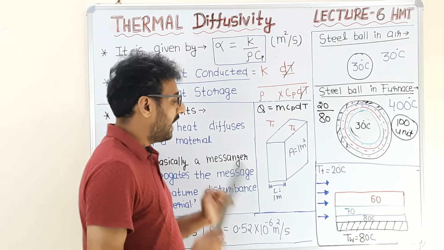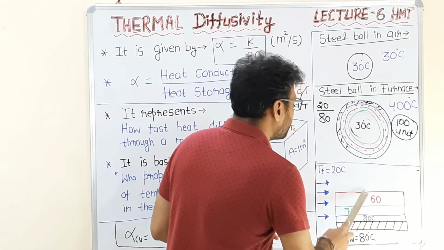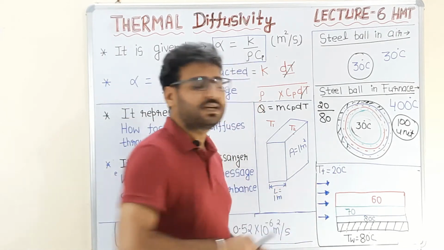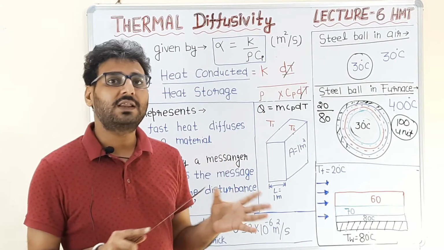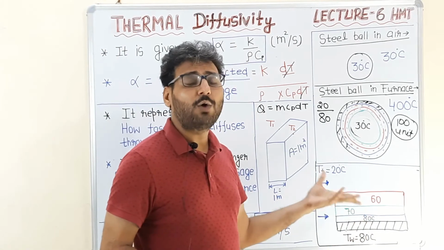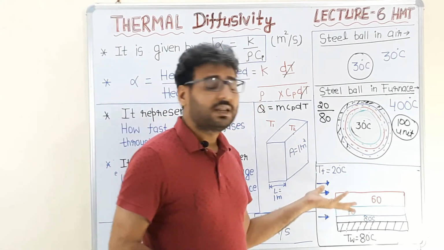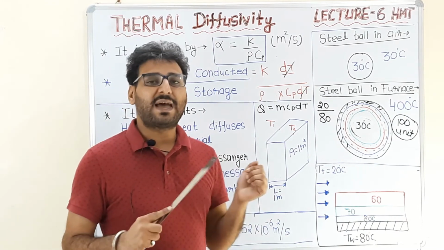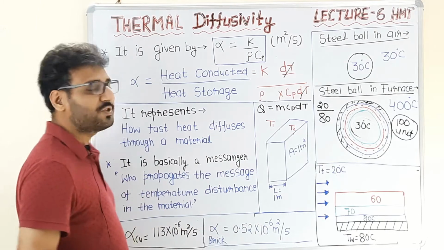Now further layers of the fluid are not aware of the temperature disturbance, because they cannot feel the effect of the plate, as they are not in contact with the plate. Then how do they come to know there is a plate? And now comes the role of the messenger, which is thermal diffusivity.